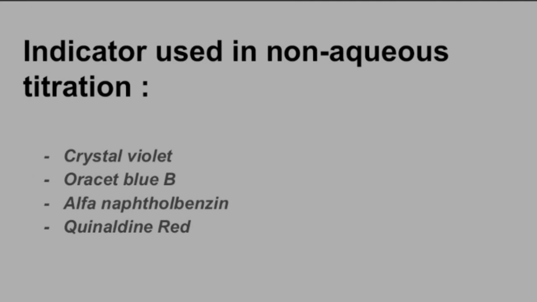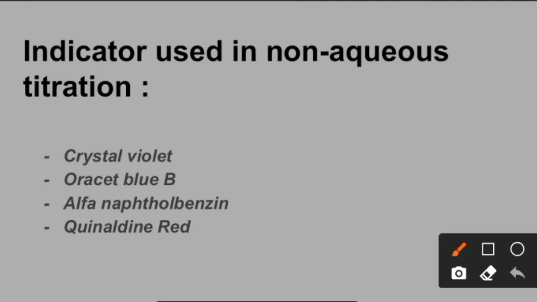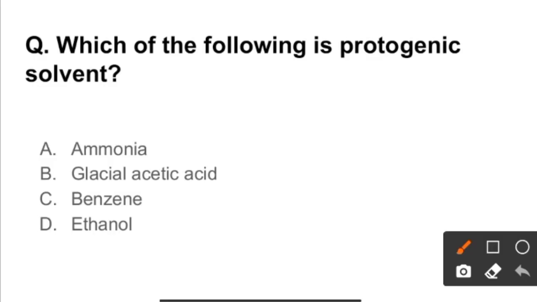So next are indicators used in non-aqueous titration. Crystal violet, oracet blue B, alpha naphtholbenzein and quinaldine red are some examples of indicators used in non-aqueous titration. So let's discuss some MCQ on this topic.